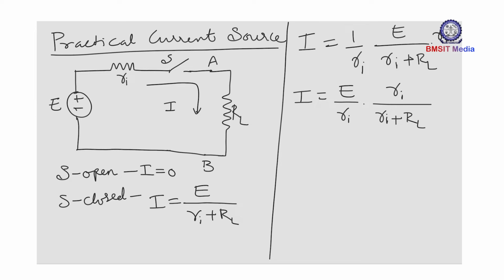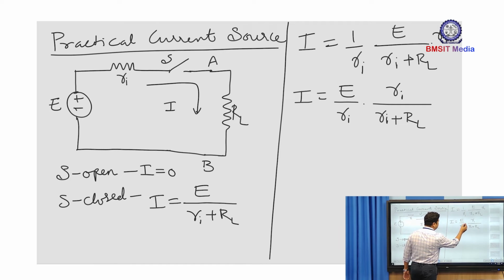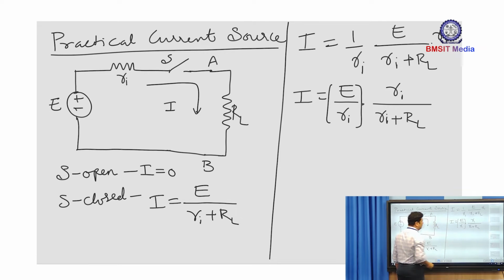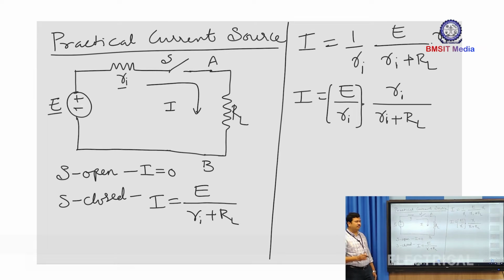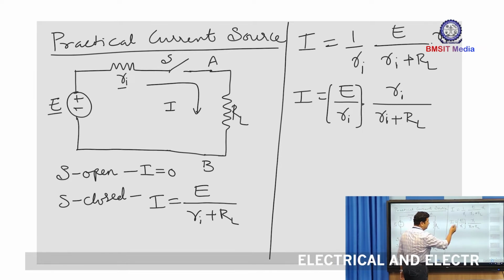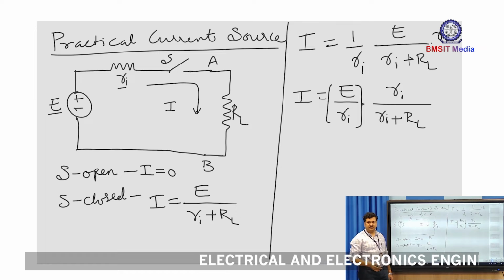So, there are two terms in the RHS of this equation. When I observe the first term, the numerator and denominator are the constants of the source, where E is the source value and Ri is the source impedance. Once the source is designed, developed and put into service, my source value and source resistance will remain constant. Therefore, this ratio yields us the constant current in the circuit.